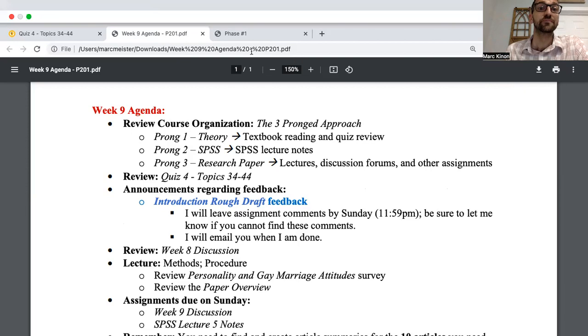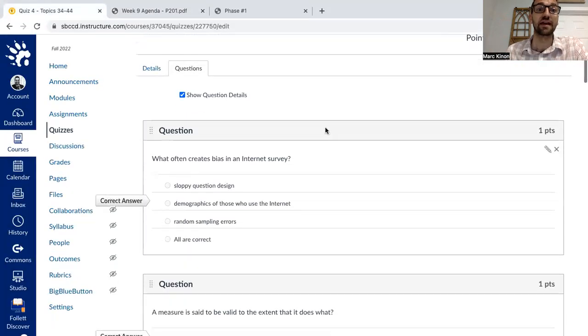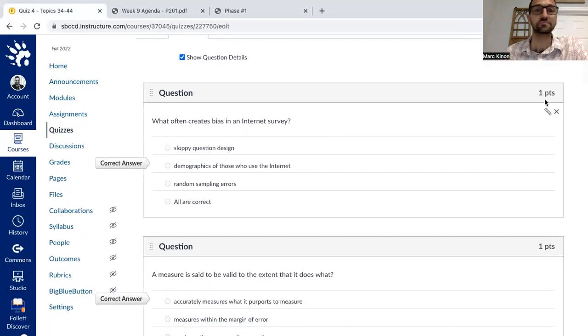Okay, so let's go ahead and take a look at quiz 4. What often creates bias in an internet survey? Demographics of those who use the internet. Again, bias comes in the sample, right? What are the types of people who use the internet most and who are most apt, if you will, or most likely to do some sort of survey on the internet? So now answer that question in your head.